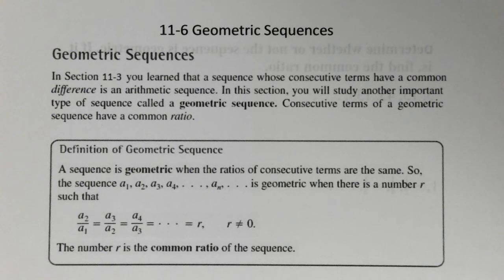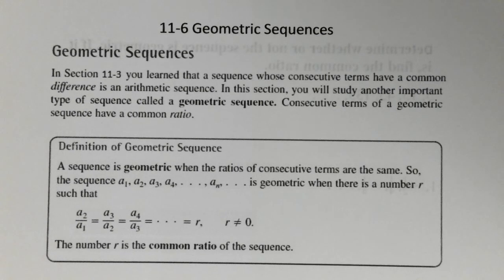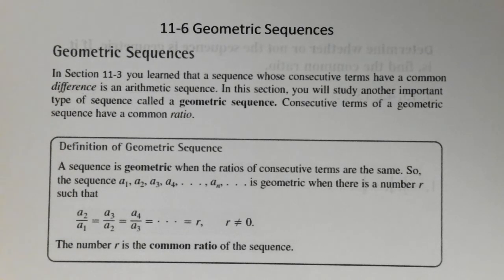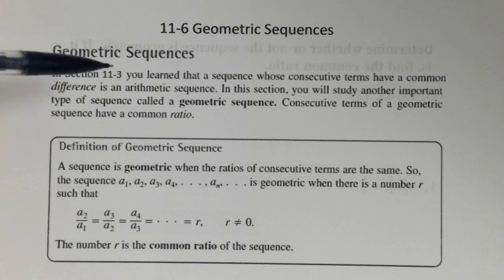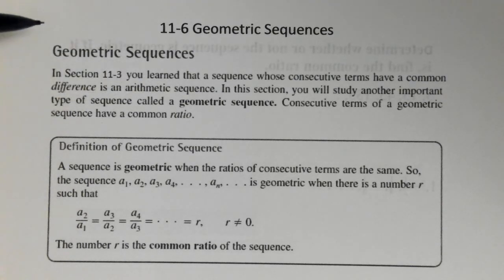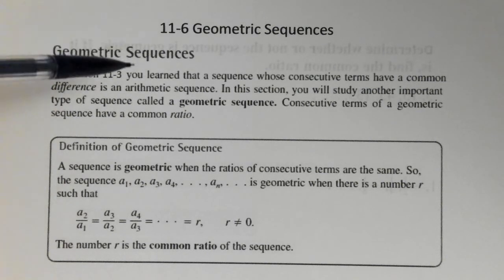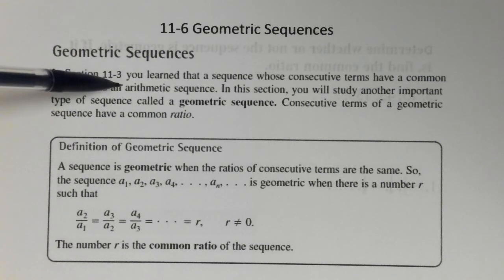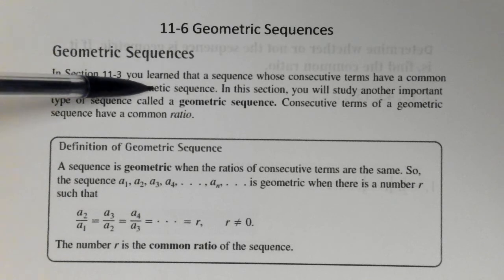In this lesson 11-6, we're going to be studying geometric sequences. Just to remind you, a few sections ago we learned about an arithmetic sequence, and they have a common difference. The difference between the terms would be the same. In other words, you're adding the same thing every time or subtracting the same thing every time. That's an arithmetic sequence where that first difference is the same, right? Then, of course, we went on to study quadratic and cubic sequences as well.